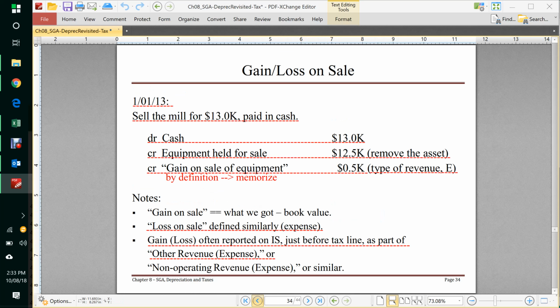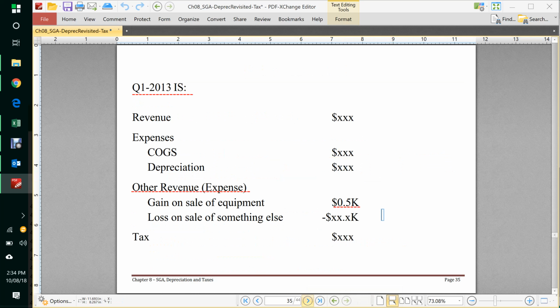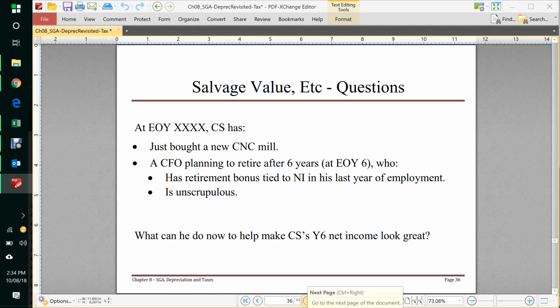So by definition, if we have some equipment, some PPE held for sale at a salvage value estimated price, and we sell it for more than that, by definition, the difference goes to gain on sale, and that's considered this weird type of revenue. That'll be a change in equity, and it will show up on our income statement in this section, other revenue or expense.